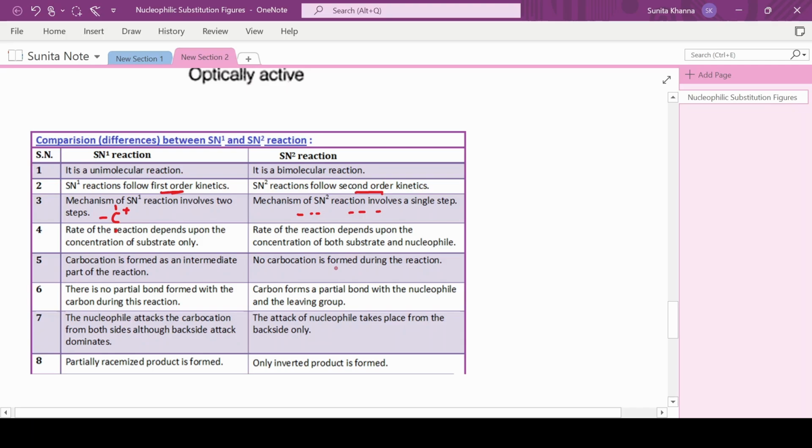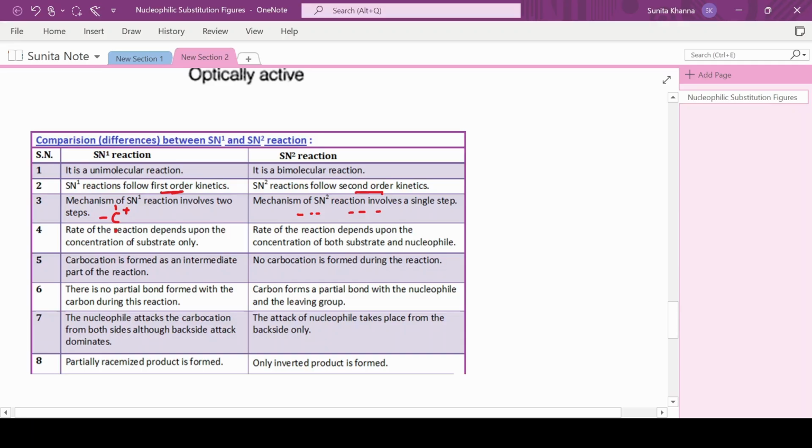In SN2, no carbocation forms, here a transition state forms. In SN1, there is no partial bond formed with the carbon during this reaction, because in the first step there is complete breaking of the bond through heterolysis, resulting in carbocation formation. In SN2, partial bonding happens because the leaving and approaching times are the same. In SN1, the nucleophile attacks the carbocation from both sides, and backside attack dominates.